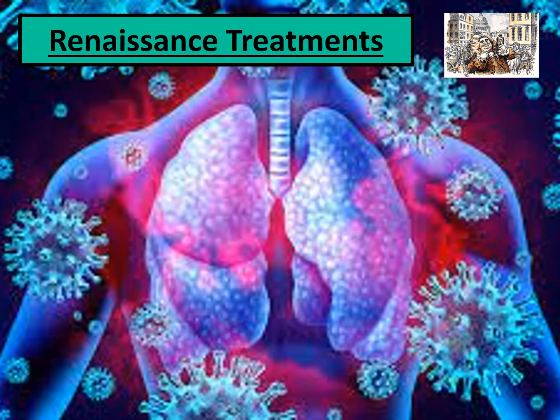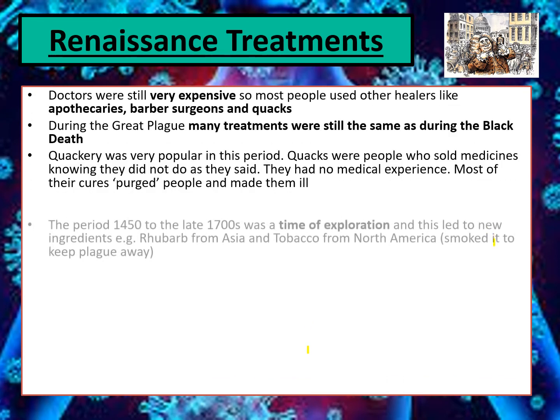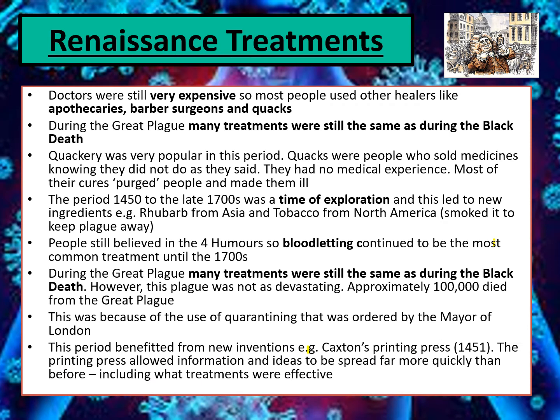The next area that you need to know about is the treatments that they used in the Renaissance period. So we're going to talk through who was providing those treatments and what kind of treatments they used as well. Generally, just like in the medieval period, doctors at this point, physicians, were still really expensive. So most people were using the same healers that they used before. For instance, apothecaries, who they would go to for their herbal remedies, and barber surgeons as well, who they would go to for those minor medieval surgeries, things like extracting teeth and setting broken bones, that kind of stuff.